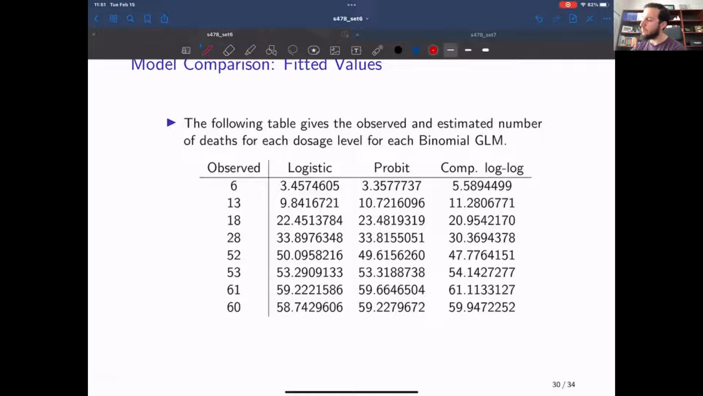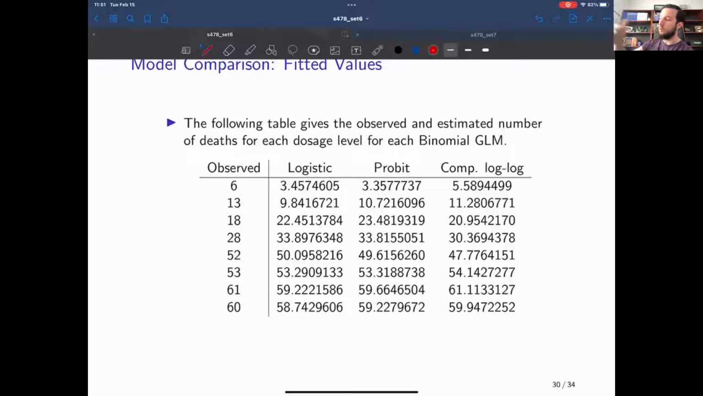So you can see from a raw comparison of the values here, the complementary log-log model appears to have the values that are closest to the observed quantities. So for example, 5.59 is closest to 6, 11.28 closest to 13, 20.95 closest to 18, 30.36 closest to 28. Not as strong at 52, not as strong at 53, not as strong at 61, and then it returns to being the best fit at 60.